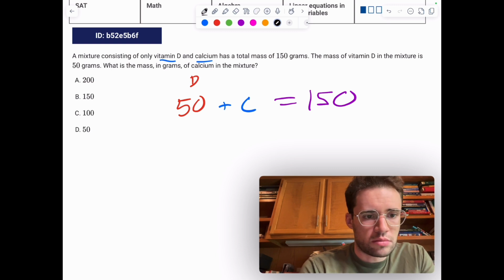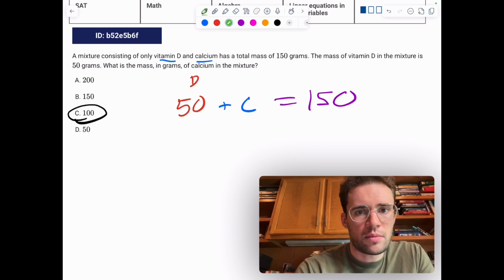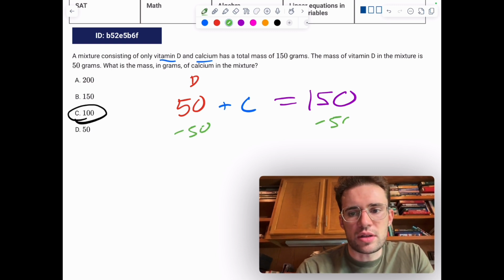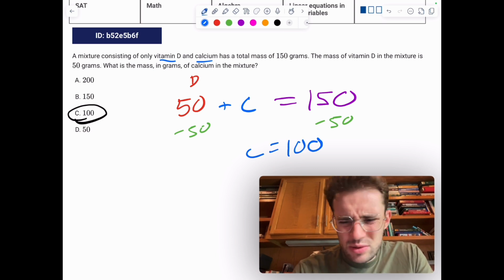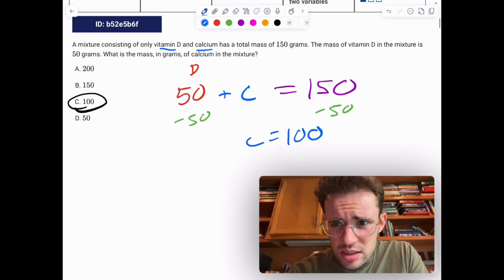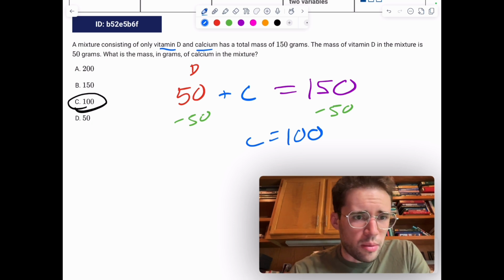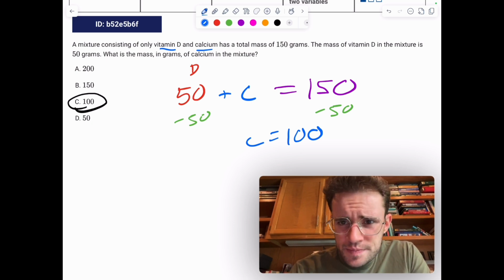That would be 100. Or you can think of it, if you prefer, get the C alone, subtract 50 from both sides, which leaves you with C is equal to 100. Right? Either way, it would be the same. This one really could have been in the easy section, but I think it's just because the word problem might throw some people off, the mixture part.